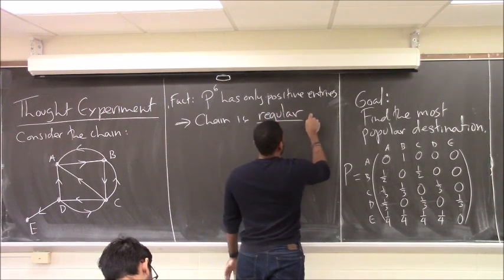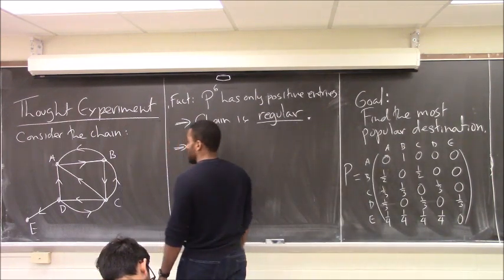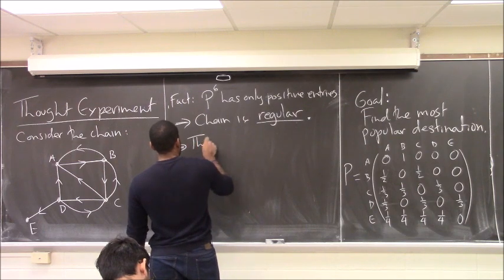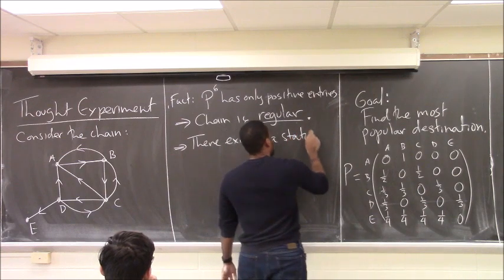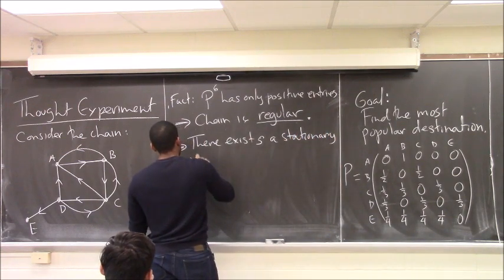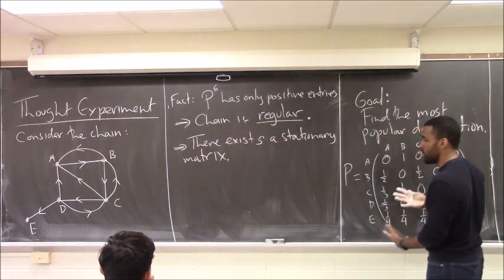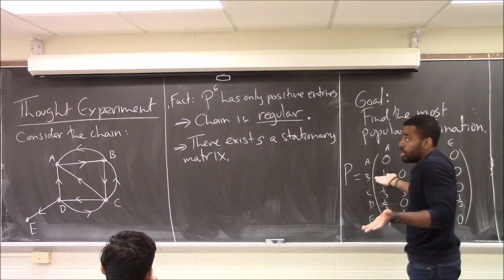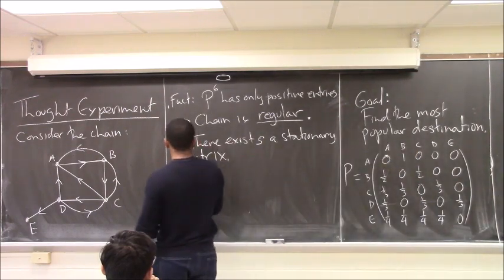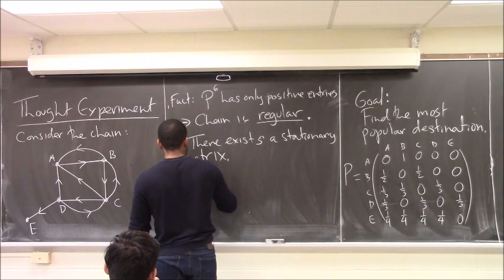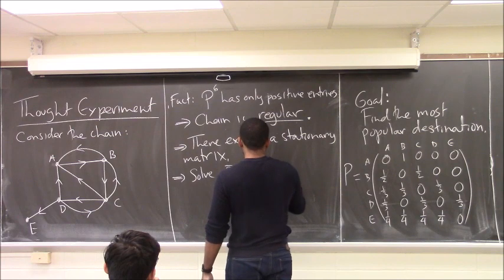So what does it mean that a chain is regular? What can I say about this? There's definitely a stationary matrix. So basically, this is telling me that there is an answer possible. We don't have a situation under these assumptions where I won't be able to tell. There's definitely a way to tell, which means now I can solve S bar times P equals S bar for S bar.